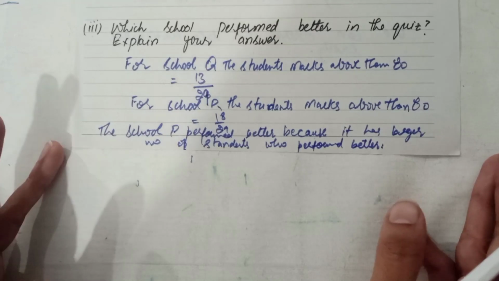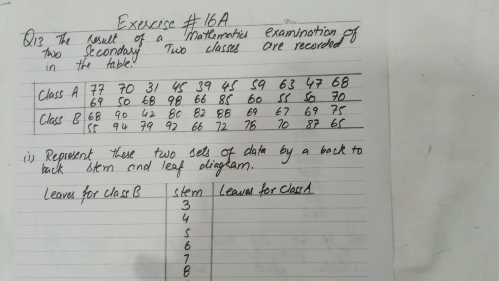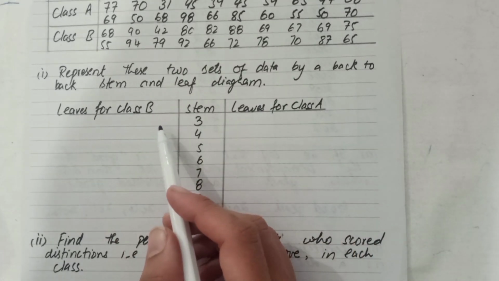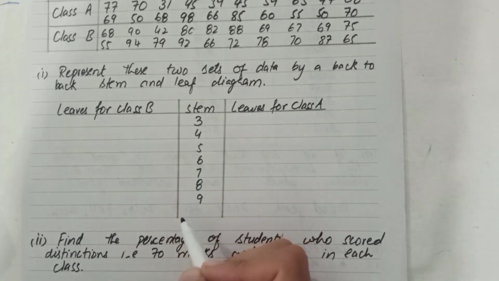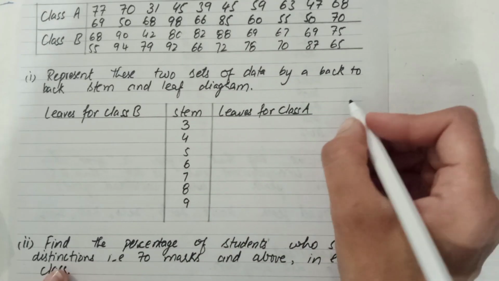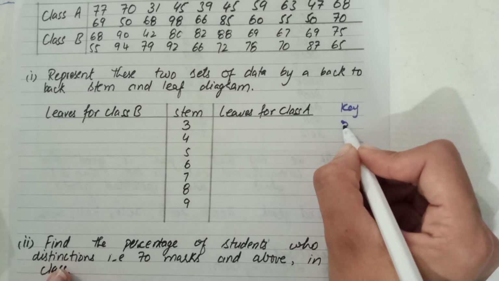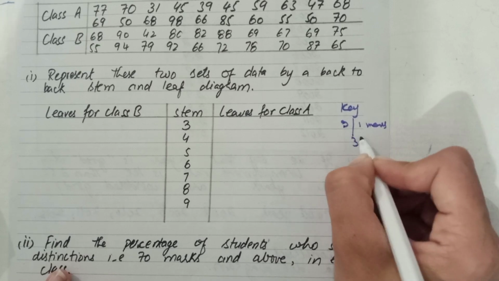Now, students, this is question number 12 and it's solved. Question number 13: The result of the mathematics examination of two secondary two classes are recorded in a table. This is the result of two classes. Represent the two sets of data on a back-to-back stem and leaf diagram. We have to represent this data on a stem and leaf diagram, and we make the key for it. The key is that 3 | 1 means 31.